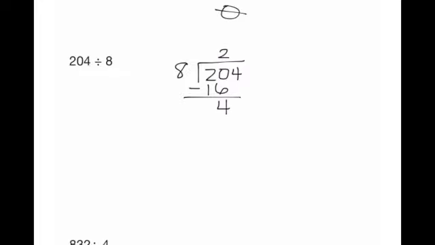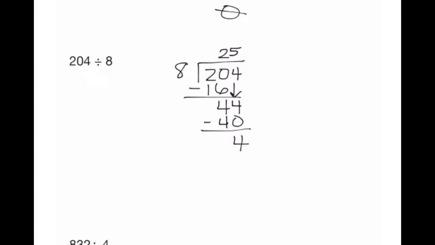We subtract it and we get 4. Now we can bring down our 4. 8 goes into 44. It doesn't do it evenly. 8 times 5 is 40. That's really close. 8 times 6 is 48, that's way too big, so we're not going to use 6. We're going to use 5. So we put a 5 up here, and we multiply. 8 times 5 is 40. And we're going to subtract.